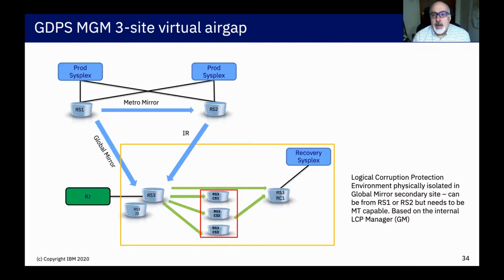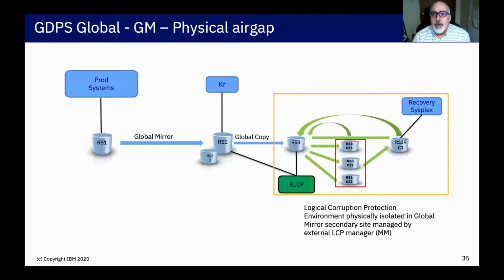Okay. And the final, I think this is the final example. No, we've got one more after this, but the final, the GM 3 site virtual topology, where we're capturing off the GM secondaries again. So same as in effect, the GM 2 site virtual air gap. And then we have the GM physical air gap, where we can have a global copy off the GM secondaries, very much in the same way as we do for the MGM 3 site physical or the MGM 4 site physical topologies.